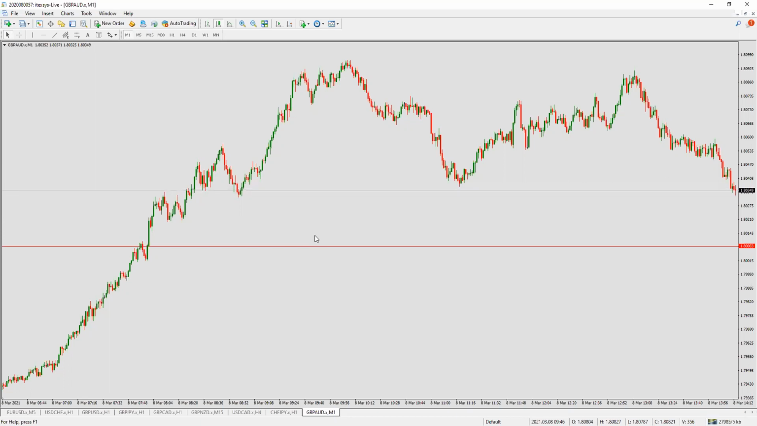Okay, so this is the level I just marked, as you can see in this 1 minute time frame. So I think I would consider to buy here on the first touch of the price. It looks a good level.